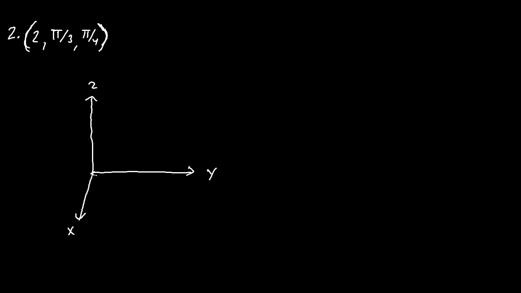So now for number 2, let's plot the point 2, pi over 3, pi over 4. So 2 will be the rho, pi over 3 is theta, and pi over 4 is phi. So let's go ahead and start with theta. So theta is going to be the angle from the positive x-axis counterclockwise. So in this case it's pi over 3 or 60 degrees, something like this. And that's going to meet up with the r value.